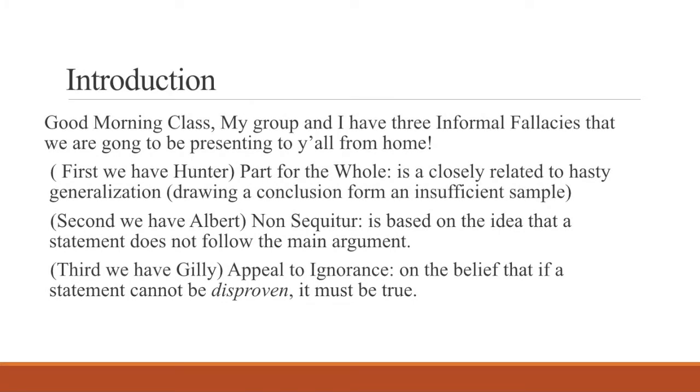Good morning, class. My group and I have 3 informal fallacies that we're going to be presenting to y'all from home. First, we have Hunter that's going to explain part for the whole, which is closely related to hasty generalization, which means drawing a conclusion from an insufficient sample. Second, we have Albert explaining the non sequitur, which is based on the idea that the statement does not follow the main argument. Third, we have Gilly on appeal to ignorance, on the belief that if a statement cannot be disproved, it must be true.